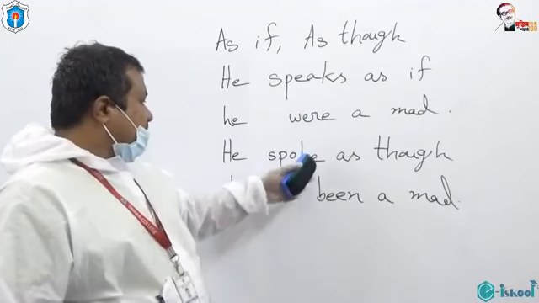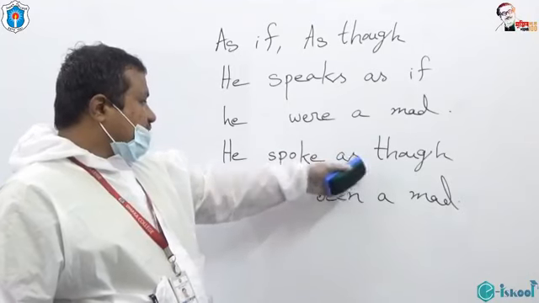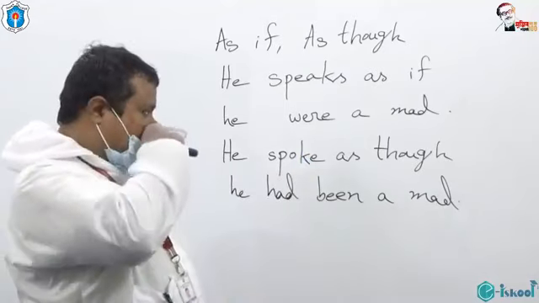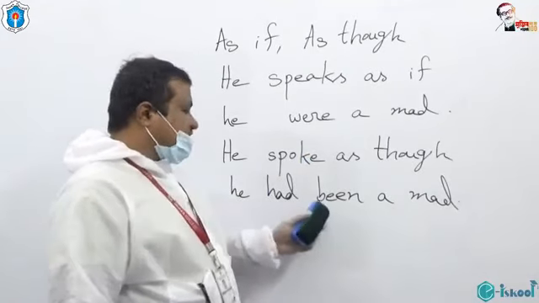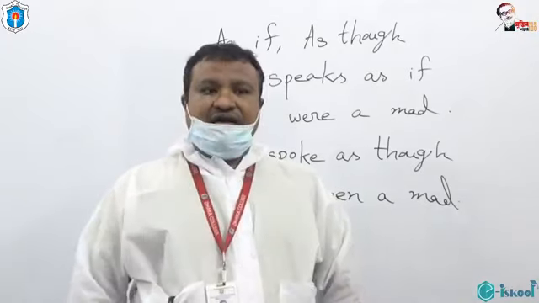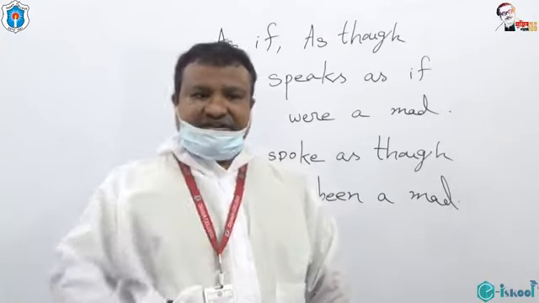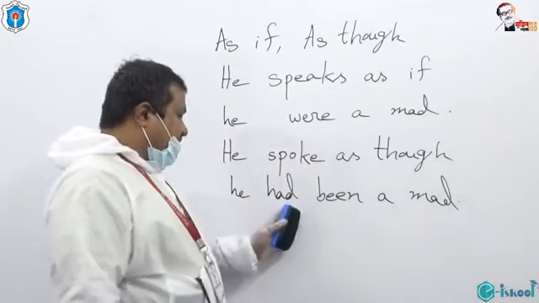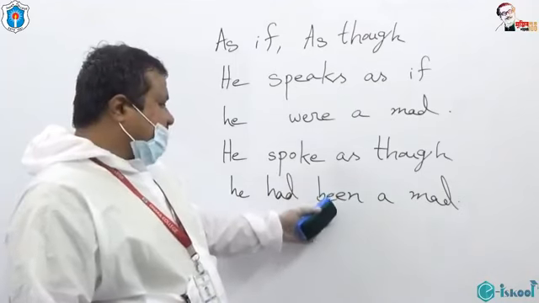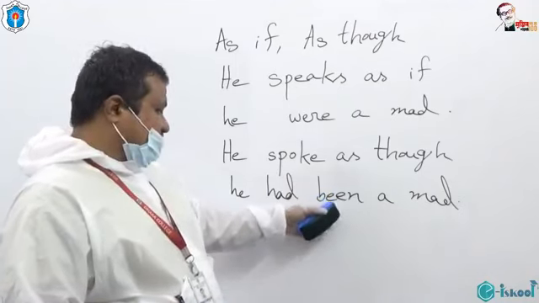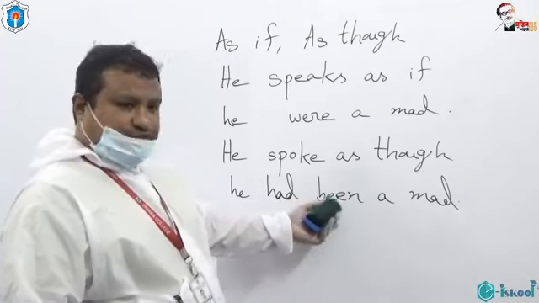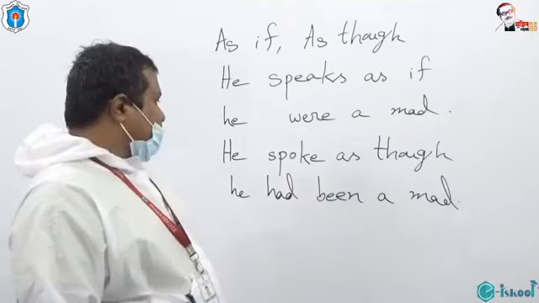But when before as though or as if you are using the simple past tense, then of course after as though or as if it will be past perfect tense. And as we are using a to be verb here, the past participle form of be is been. That's why we are using been.